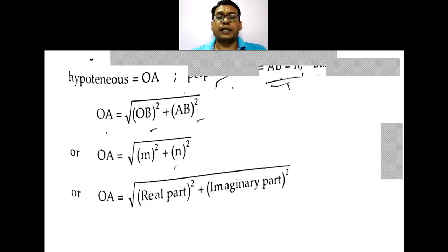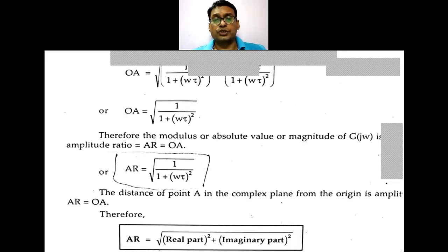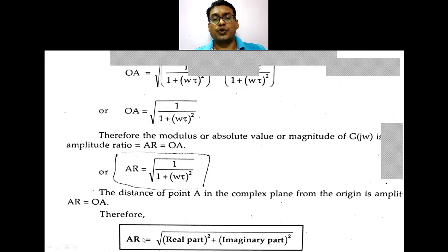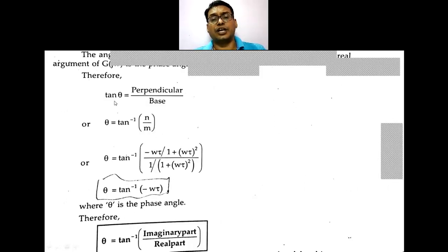So with the real part and imaginary part, the OA is nothing but the hypotenuse, which is the amplitude ratio. So the square root of real part squared plus imaginary part squared finally comes as the amplitude ratio. Similarly, we have also defined tan theta, which is nothing but the tan inverse of imaginary part upon real part. So theta and amplitude ratio are both defined in terms of the imaginary part and real part.